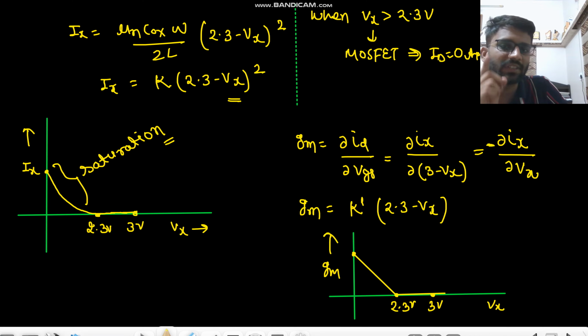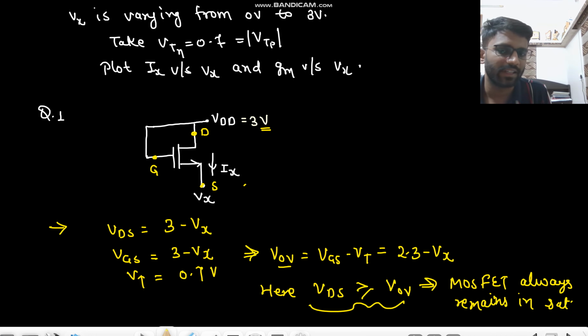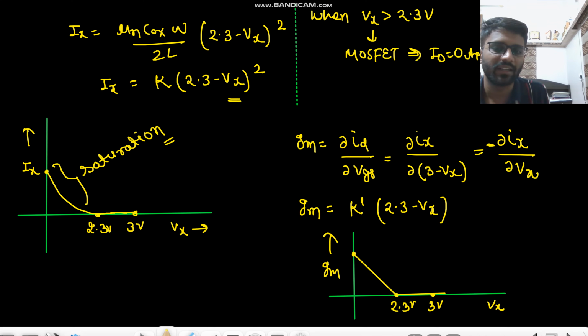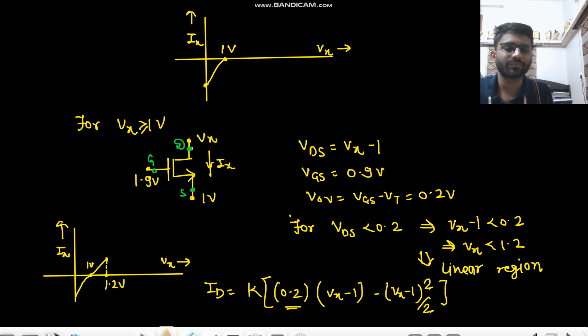So here Vgs was depending on the varying voltage. Here your Vgs was varying. So it doesn't really mean that it will always be constant. For every Vx value between 0 to 2.3 volt it is in the saturation region, okay.